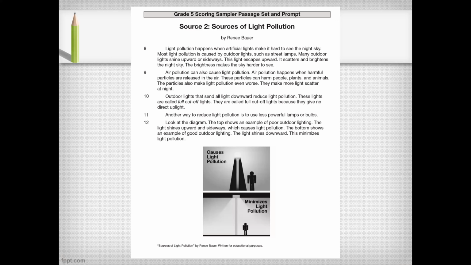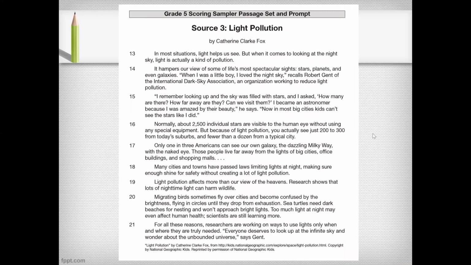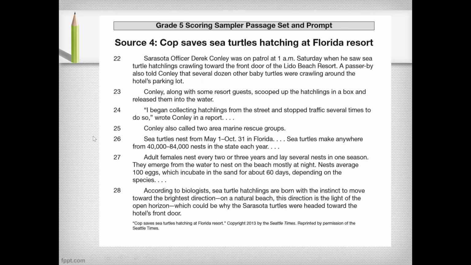Look at the diagram. The top shows an example of poor outdoor lighting. The light shines upward and sideways, which causes light pollution. The bottom shows an example of good outdoor lighting. The light shines downward. This minimizes light pollution.